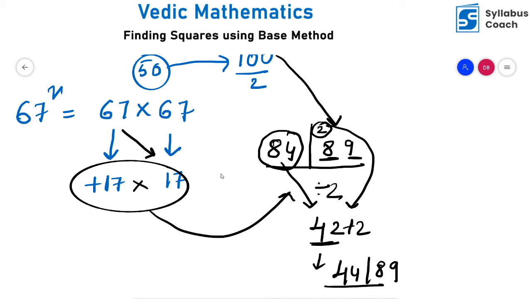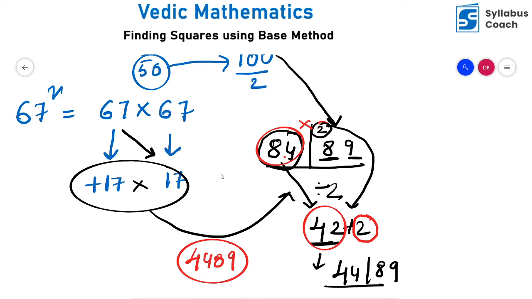So I need to tell you one important thing. Whenever you get this number, do not add this immediately. You need to take this number, divide by 2, and once you get this answer, which is 42, only then add the carry. Only after dividing, add the carry. So the answer to this question is 4489. Hope you're clear with this concept.